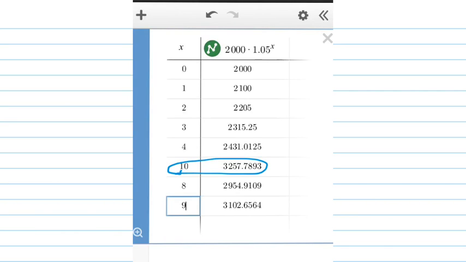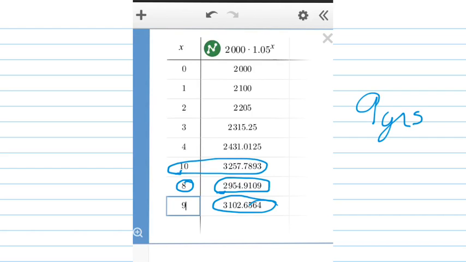So I start counting back. I went back to 8. Well, 8 was too small. And so that meant that I need to try a 9. We want it to be the first year it goes over 3,000. So in 9 years, I will have $3,000.